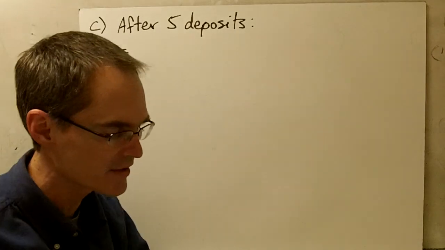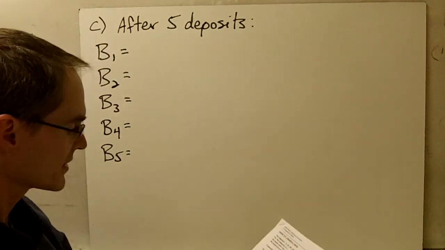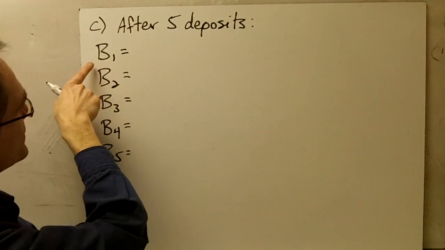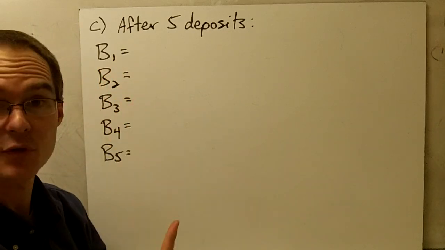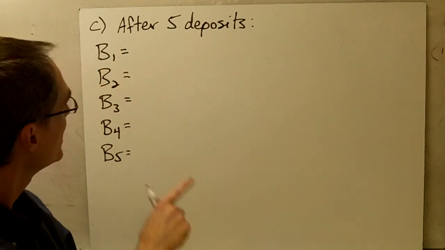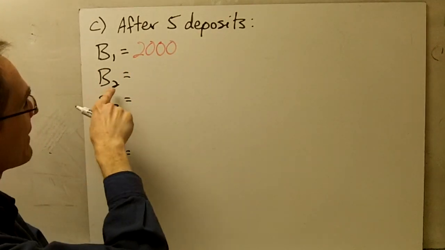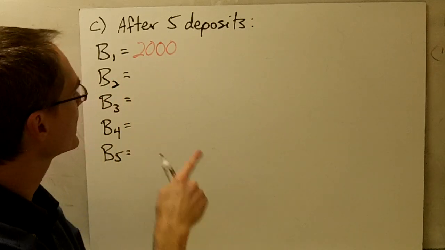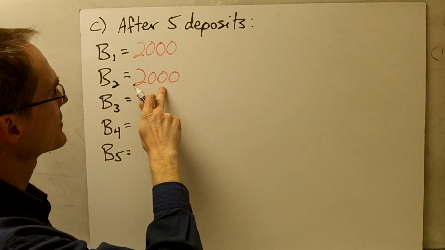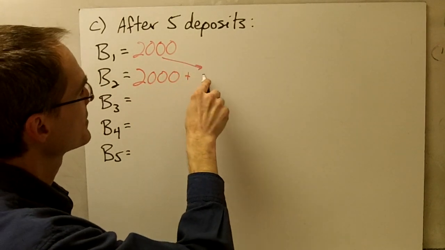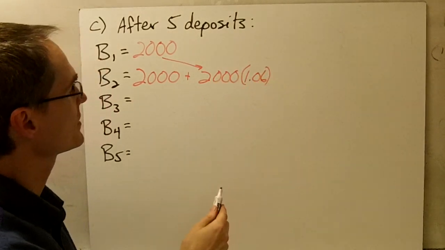Now, part C says, what's the total amount of money in the account after 5 deposits? Well, let's see. I'm going to use this notation here, B sub 1, just to indicate the amount of money after my first deposit, the balance after the first deposit. So after the first deposit, I've got $2,000. After my second deposit, that is at the beginning of my second year, I'm going to have, once again, my second deposit of $2,000 plus this original deposit times 1.06.